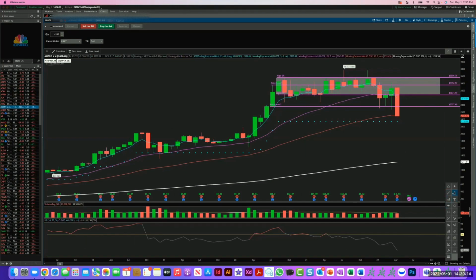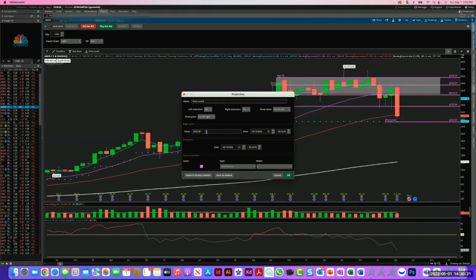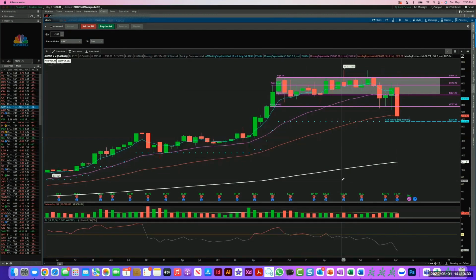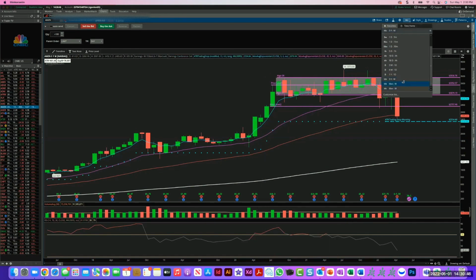One day I'm going to learn how to use these tools. 23.3466. ATR trailing stop monthly. This could be where Amazon finds support. There is a mini consolidation here. Let's look on a weekly chart and see what we can find.